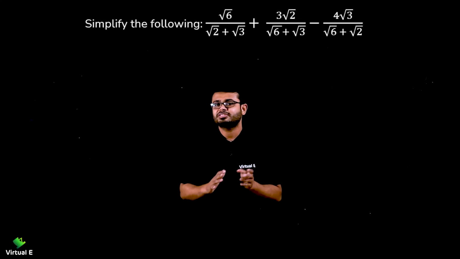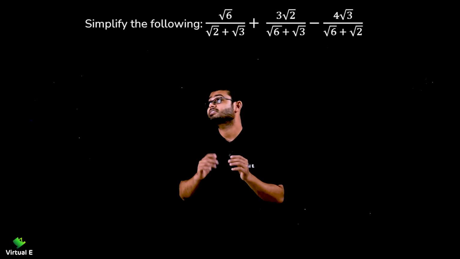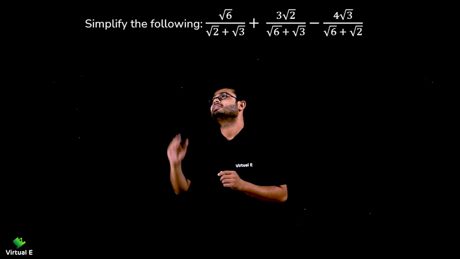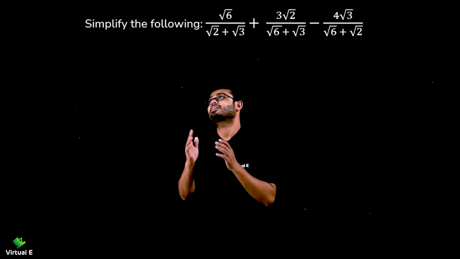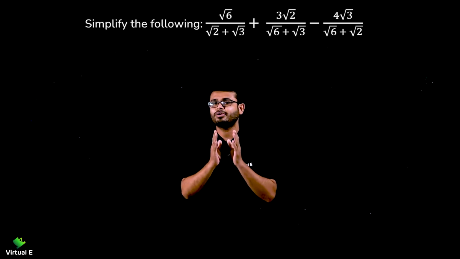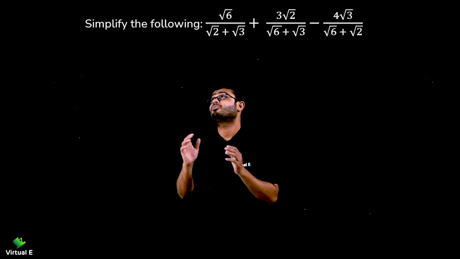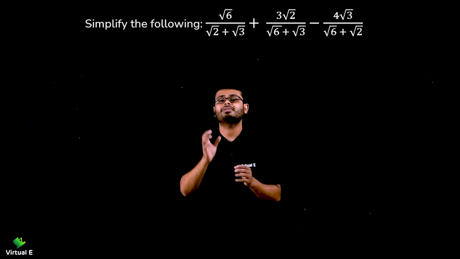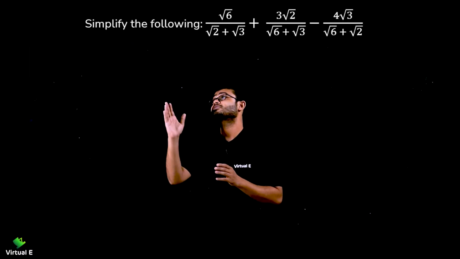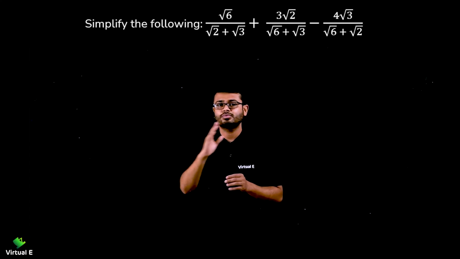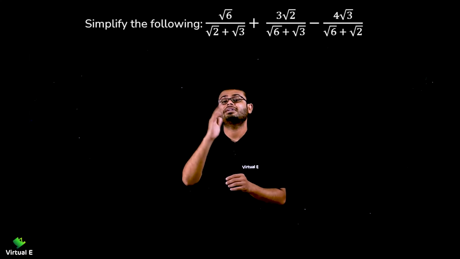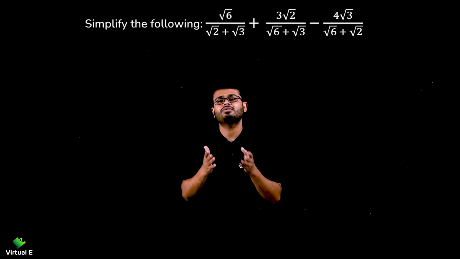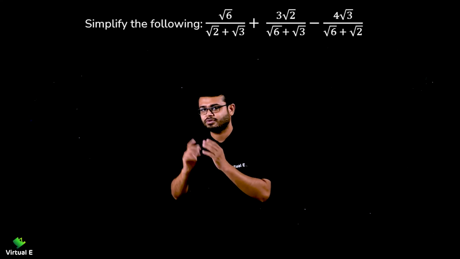Let's discuss some interesting problem related to rationalization. Let's start. We need to simplify this expression, right? It's very long, right? We need to simplify, so how are we going to approach this question? What we are going to do is simplify term by term. First, we are going to simplify root 6 over root 2 plus root 3, the next term, and finally the last term. Then we will add or subtract according to the signs which are given over here.